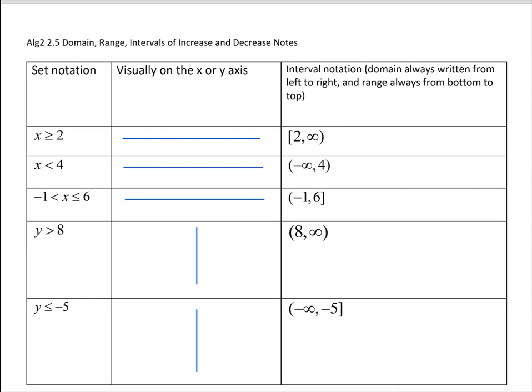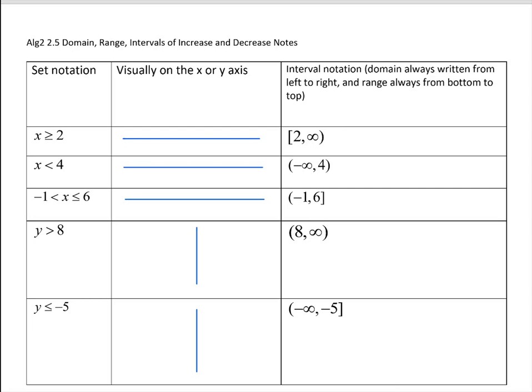Lesson 2.5, domain, range, and intervals of increase and decrease. So first of all, before we get into that, we need to learn about set notation and interval notation. Now, set notation is written with inequalities.